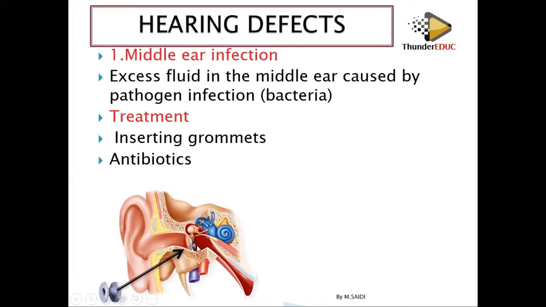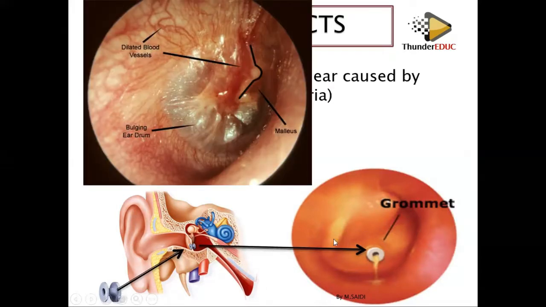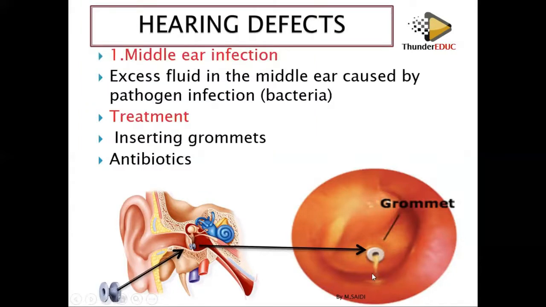So we bring this one, we put it there. Let's magnify it and see what is really happening. When you magnify, this is the tympanic membrane, and this is the grommet. Now the fluid starts to come out through the tympanic membrane, and you are able to drain it out. Then your ear will become fine again.